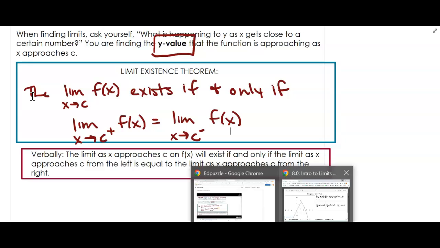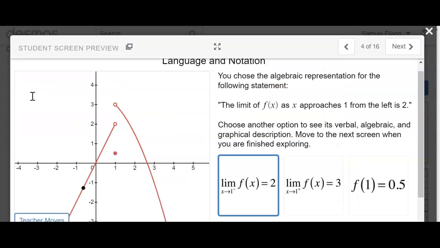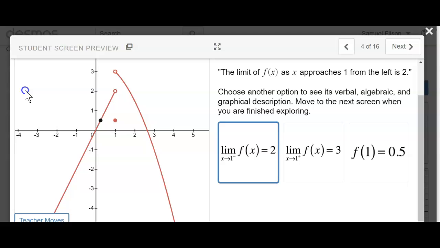If we are going back to the Desmos, on one of the slides, you had the option to look at things from both directions. Let's click on this first one. This is showing us the limit as x approaches 1 from the left. We do not care about what's happening on the right side of x equals 1, just on the left. And it looks like it's approaching a y value of positive 2.